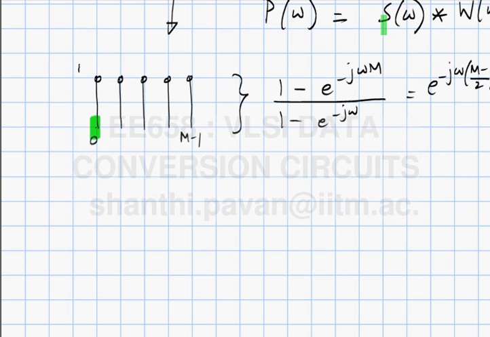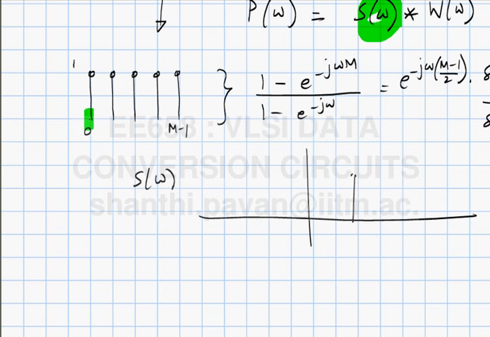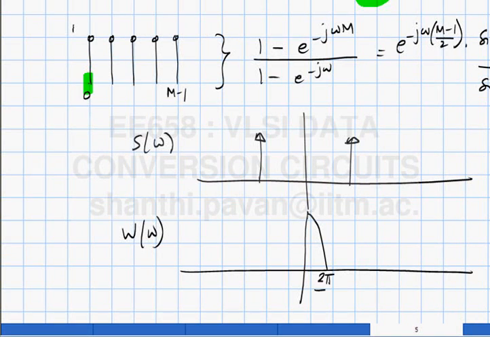So if I put in a pure sine wave, what is S of omega, the spectrum, regardless of what frequency it is? It's an impulse, correct? So S of omega is basically two impulses like this. And the window function W of omega is something like this, which goes to 0 at what frequencies? It goes to 0 at multiples of 2 pi by m, right? So this is 2 pi by m times 2 and so on.